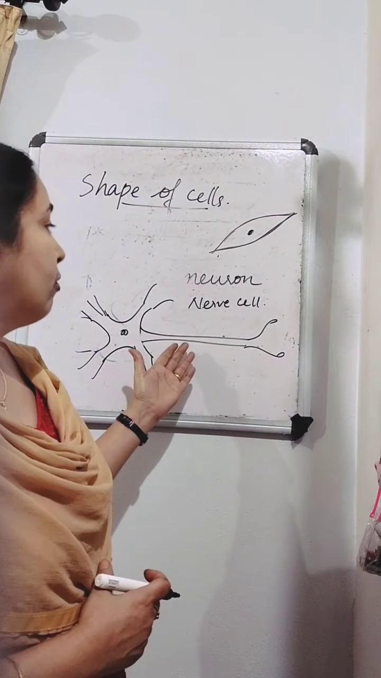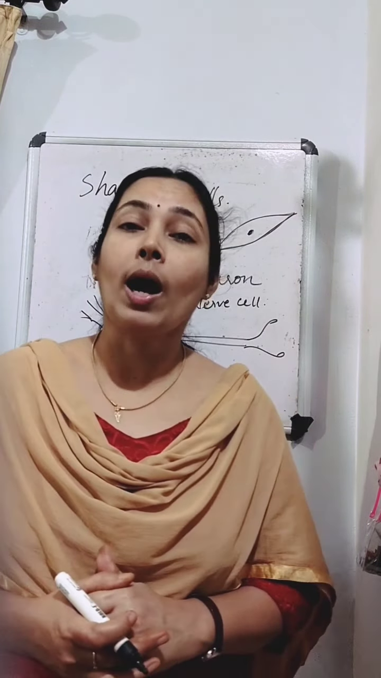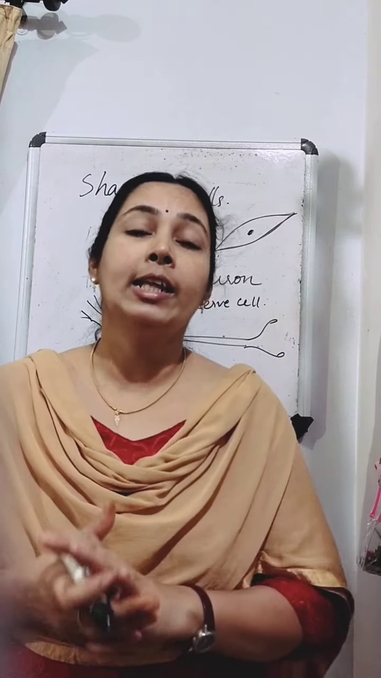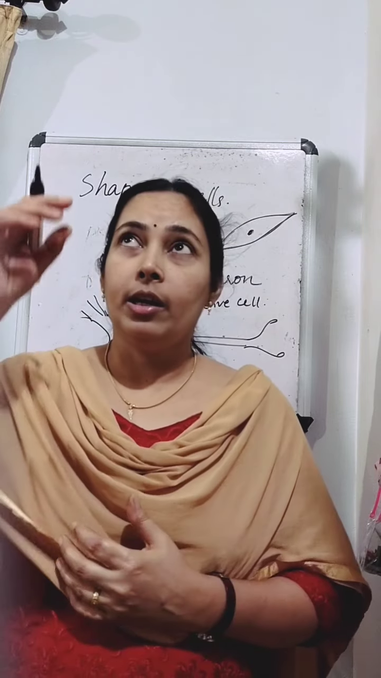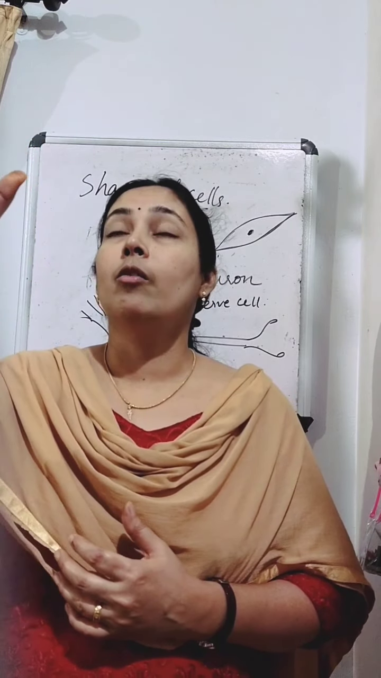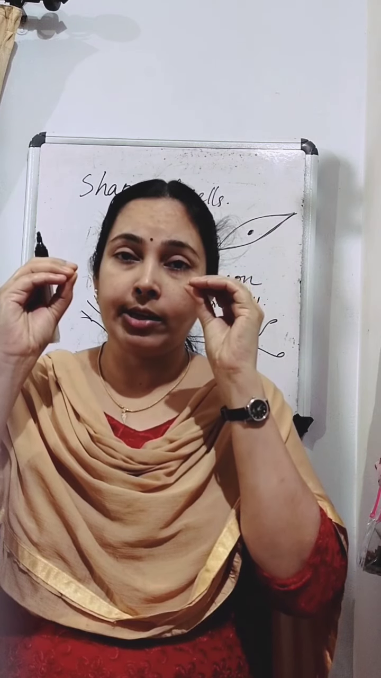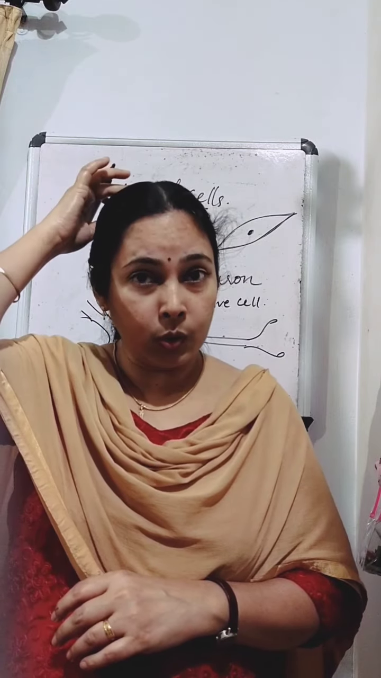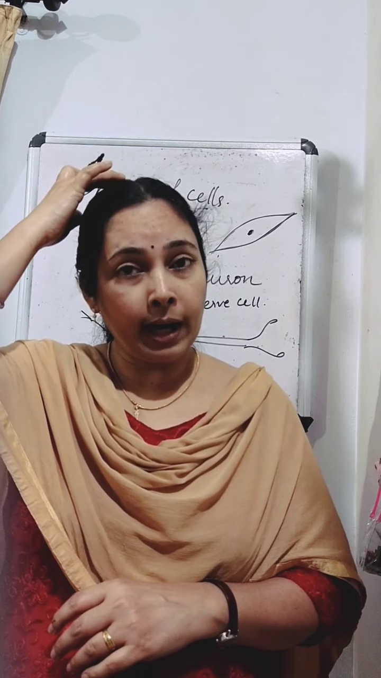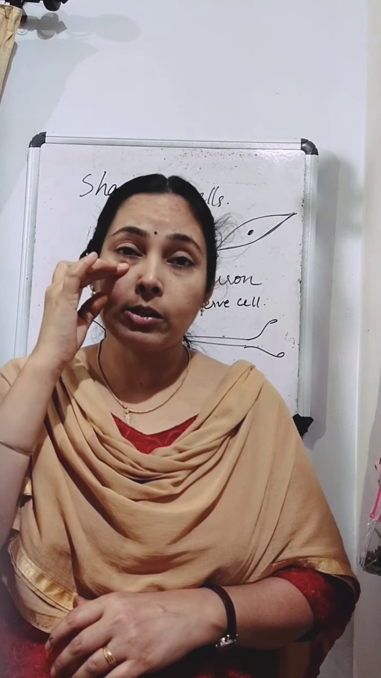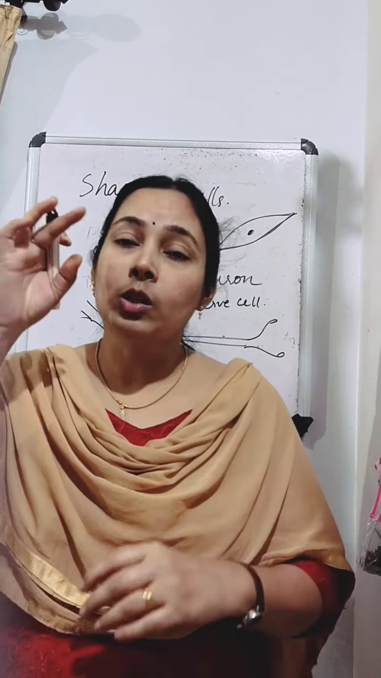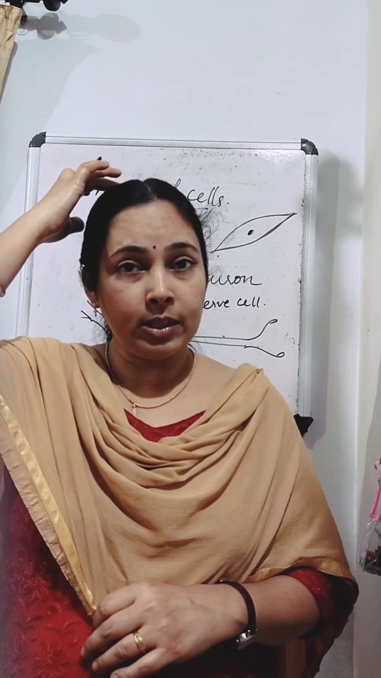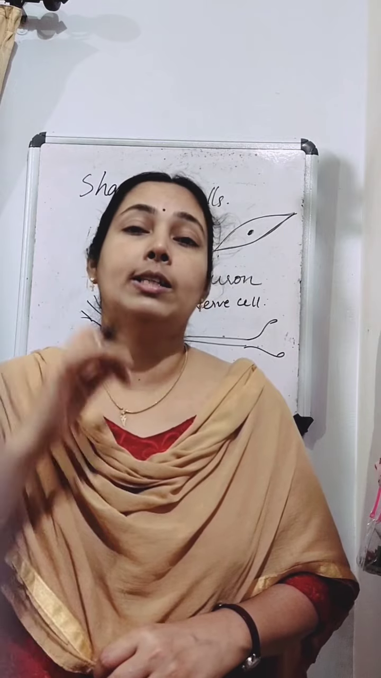So what is the function of the nerve cell? Why is it long and branched? The function of nerve cells is to carry messages. For example, if you look at a bright object, what happens? We will close our eyes. When we look at the bright object, a message from our eyes goes to the brain. Then the brain gives back the message to close your eyes to the muscles of the eye. Then you close the eye. So the message is carried from our eyes to the brain, and the reply is also carried from our brain to the muscles of the eyes.